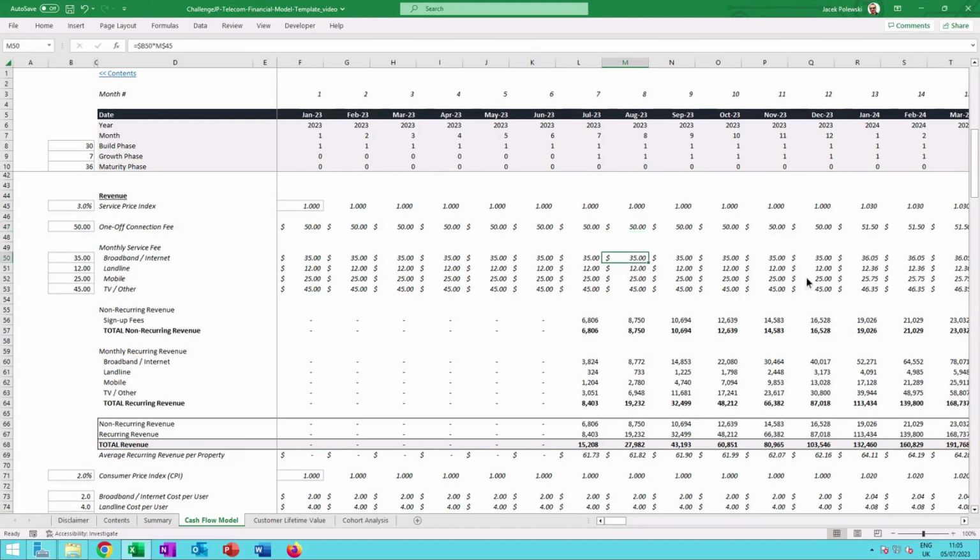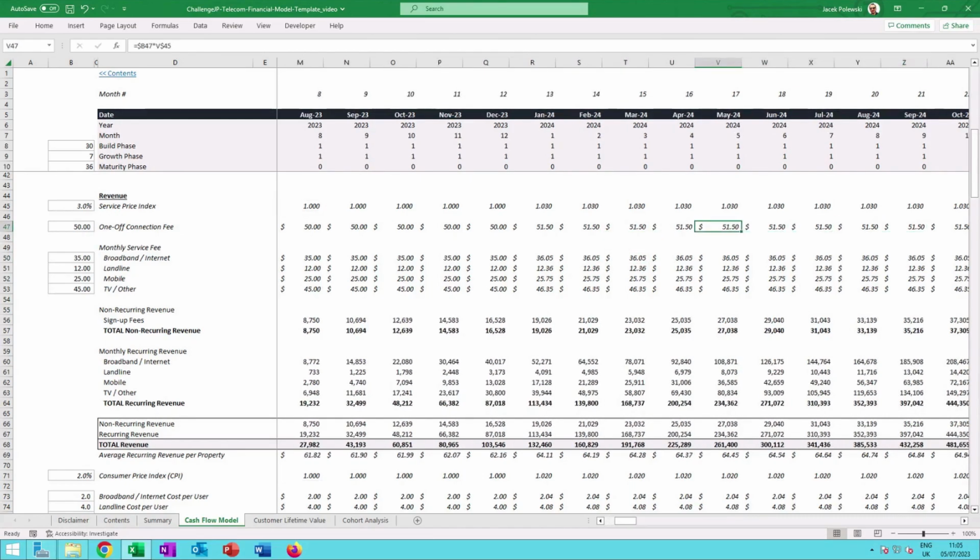You will notice that the prices here, as we scroll to the right of the model, will increase on an annual basis. That's because I assume there will be some inflationary adjustments for the pricing. And you see here I have this service price index calculation, which basically allows you to increase the price by 3% on an annual basis. Therefore you will notice the increase.